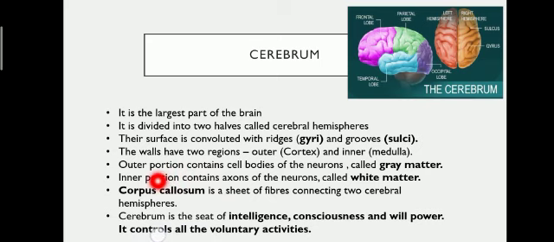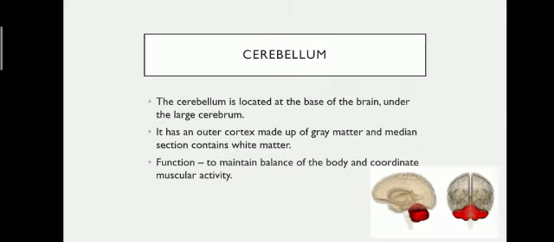So what is the function of cerebrum? Cerebrum is the seat of intelligence, consciousness and willpower. It controls all the voluntary activities, the activities which are in our control.